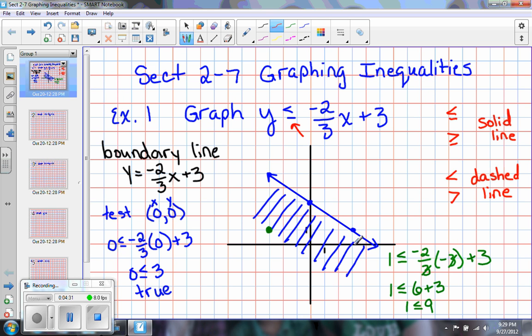For example, if I were to use the point 3, 4, and if I plug those values in, 4 is less than or equal to negative 2/3 times 3 plus 3. 4 is less than or equal to negative 2 plus 3, which is 1. Well, that's a false statement, which is why all the points on the other side of the line are not shaded, because those would create false statements. But anything on the shaded side makes a true statement. So your solution to your inequality would be all the points that are shaded on that side of the line.